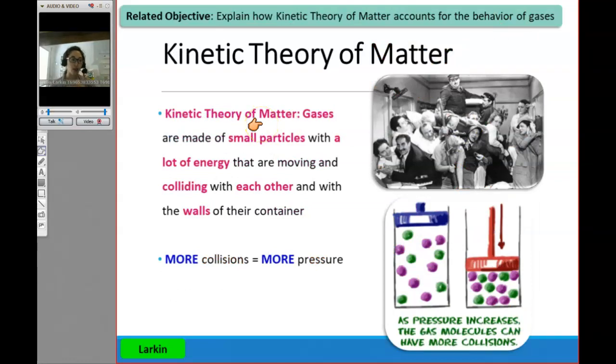Now, remember, also relating back to a previous unit, we talked about the kinetic theory of matter, and during our brain stretch, we remembered that kinetic means motion. So we talked about kinetic theory of matter, which is that all particles are moving. Now, gases specifically, those particles have a lot of energy. They're moving, they're colliding, they're running into each other, they're running into the walls of their container.